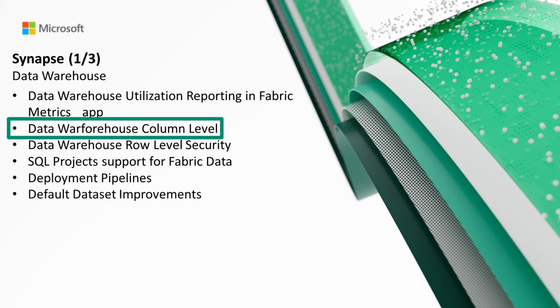Moving on to column-level security for data warehouse and SQL endpoints, we're excited to announce that column-level security is now available on data warehouse and SQL endpoints. Column-level security simplifies the design and coding of security in your application, allowing you to restrict column access to protect sensitive data. For example, ensuring that specific users can access only certain columns of a table pertinent to their department.